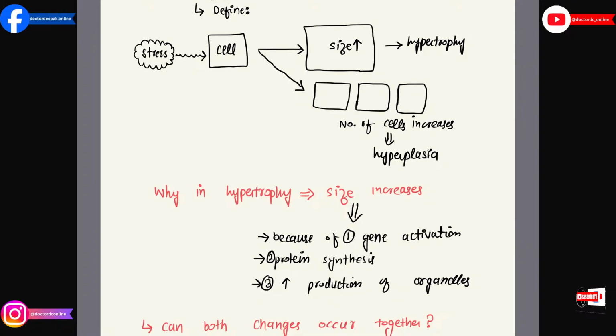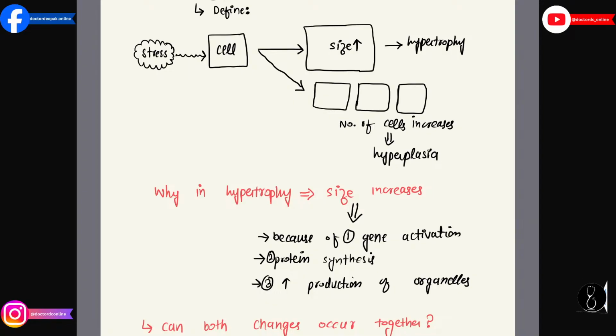So please keep in mind this thing. Then the second important thing, they can also ask you if there are some kind of exceptions in our body. Like, let's suppose, if I take the example of the heart, it can only undergo hypertrophy. Heart can only undergo hypertrophy, it cannot undergo hyperplasia. So what is the reason why the heart can only undergo hypertrophy, it cannot undergo hyperplasia?